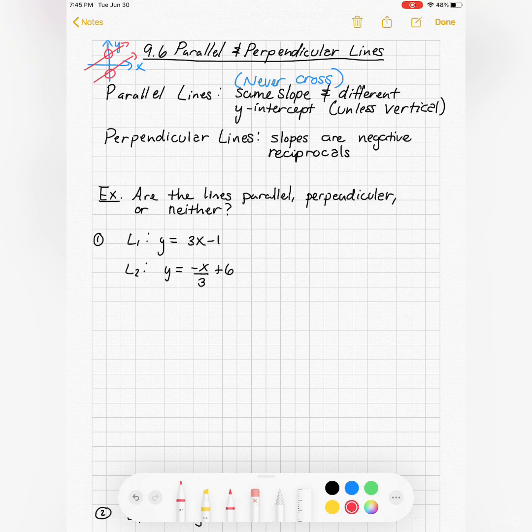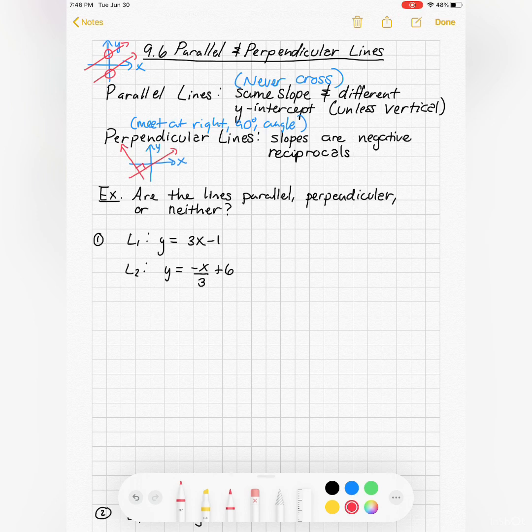And then we talked about perpendicular lines. Remember, those are lines that meet at a right or a 90-degree angle. And in order for that to be true, their slopes had to be negative reciprocals. So, just a rough sketch again. Something like that, right? You have a right angle here where the lines meet.